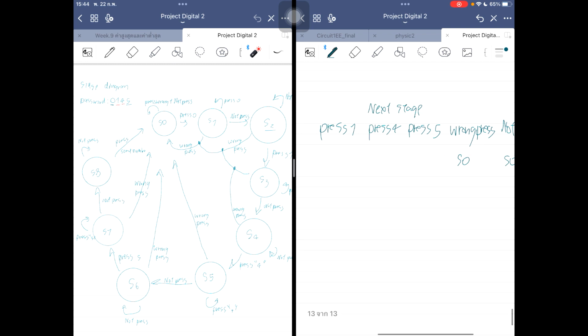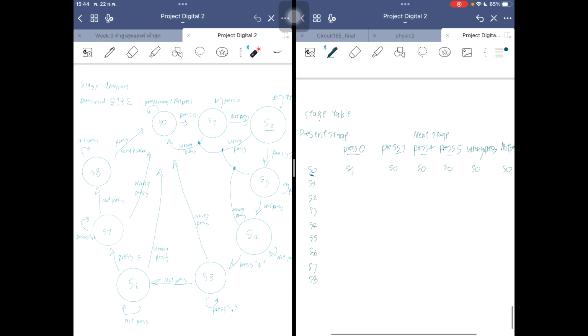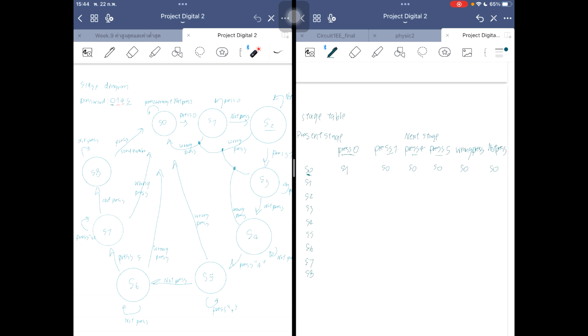And in my case, when I press 1, press 4 and press 5, all of them are the wrong press case. Then they will go to state 0. And this is all of state 0. Then go to state 1.